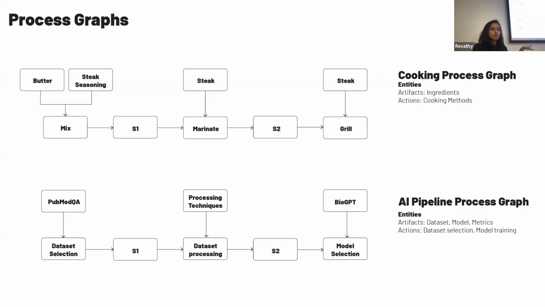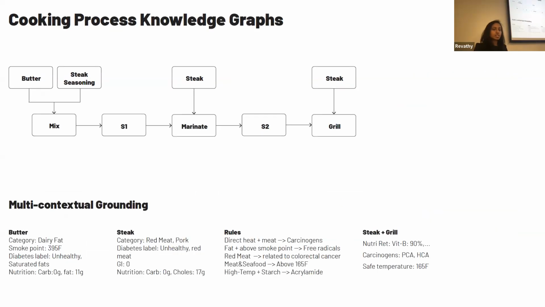The equivalent of ingredients in AI pipelines is the data set, metric, and models. And the equivalent of cooking actions is the actions that we perform, such as data set selection, data set preprocessing, model selection, and answer. And when we take this process graph and ground it with knowledge, it becomes a cooking process knowledge graph or AI pipeline process knowledge graph.